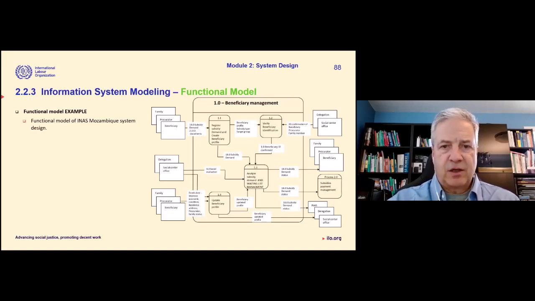So you have all those boxes that explain how the functions inside the computerized system are working, but in a way that you, as a user of the system, a person responsible for the system, not the developers, the social protection specialists, it's you that have to explain what you want the system to do.